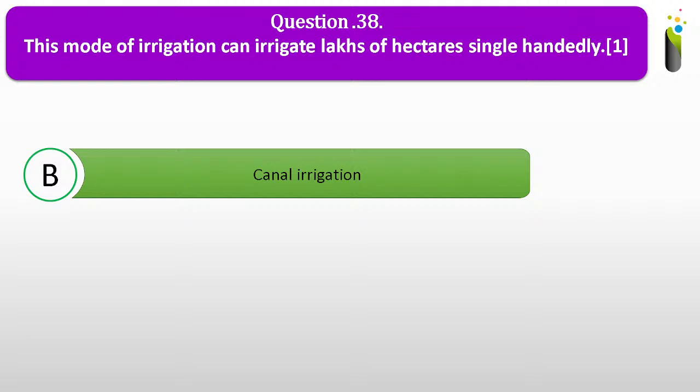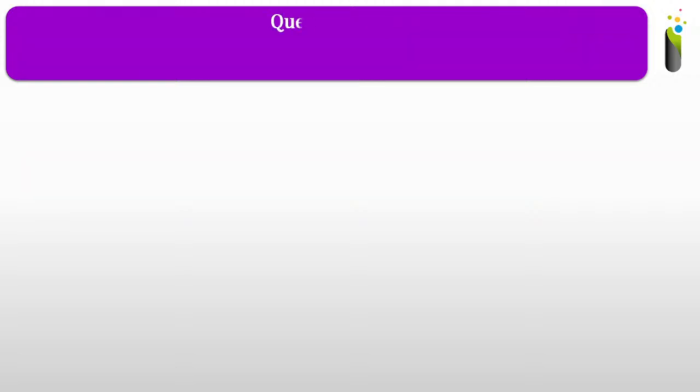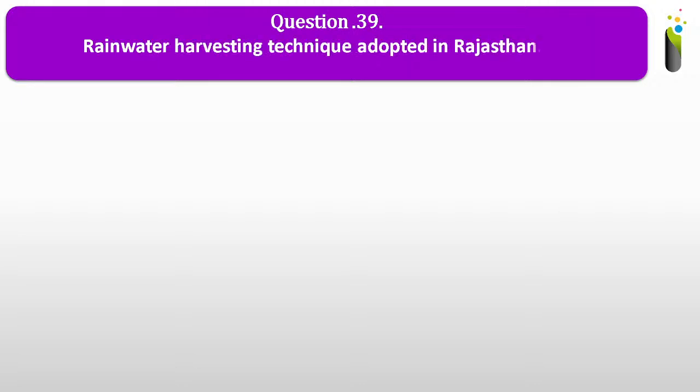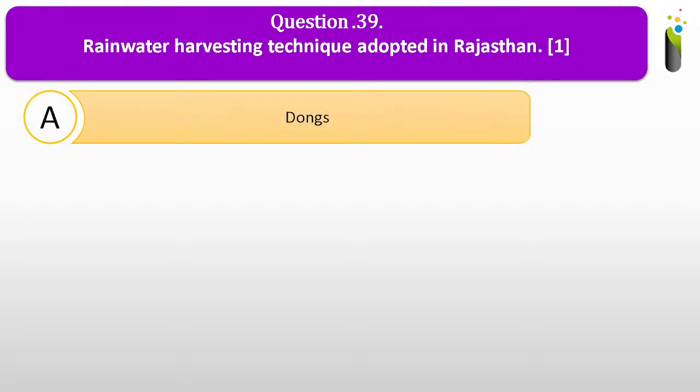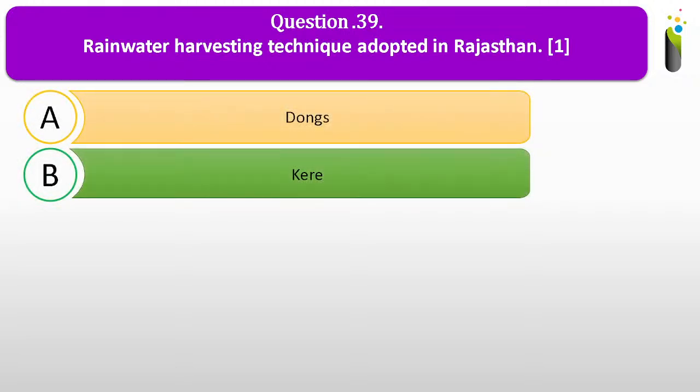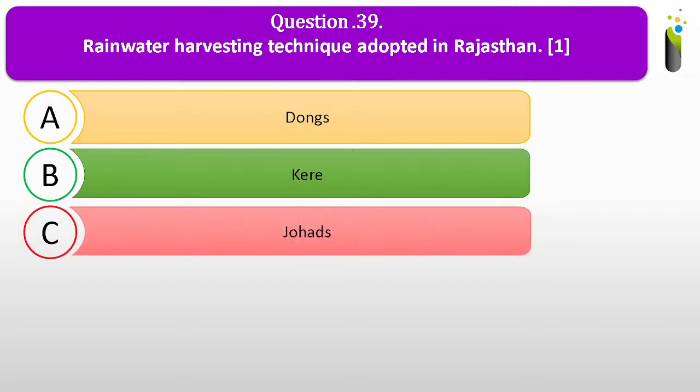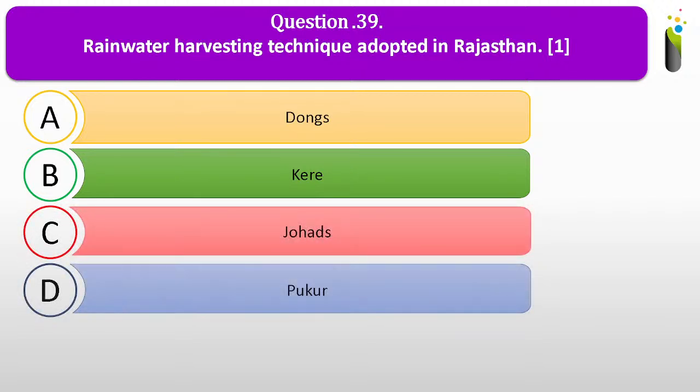And the correct answer for this question is canal irrigation. So canal irrigation can irrigate lakhs of hectares single-handedly. Okay. Question number 39. Rainwater harvesting technique adopted in Rajasthan. A. Dongs. B. Keri. C. Johats. D. Pukur.